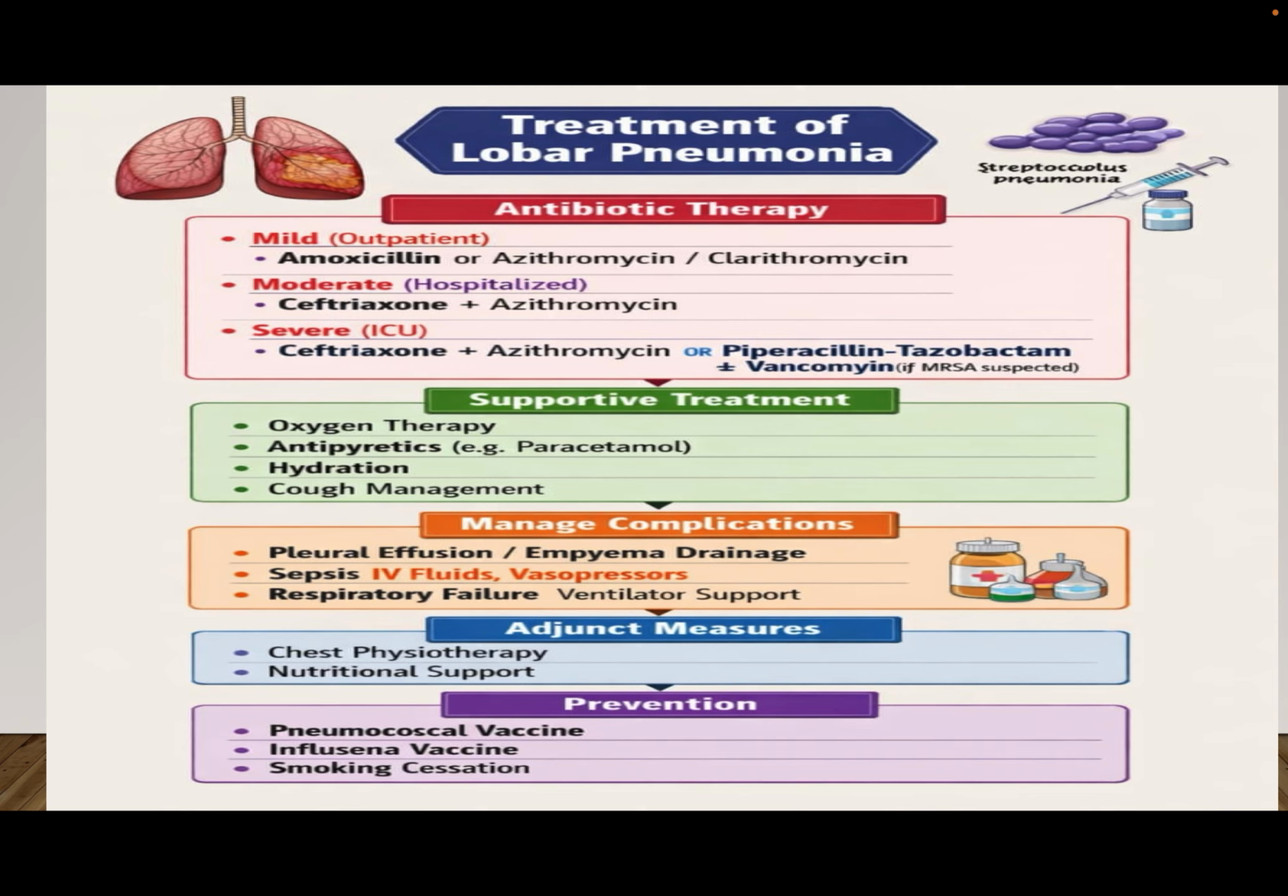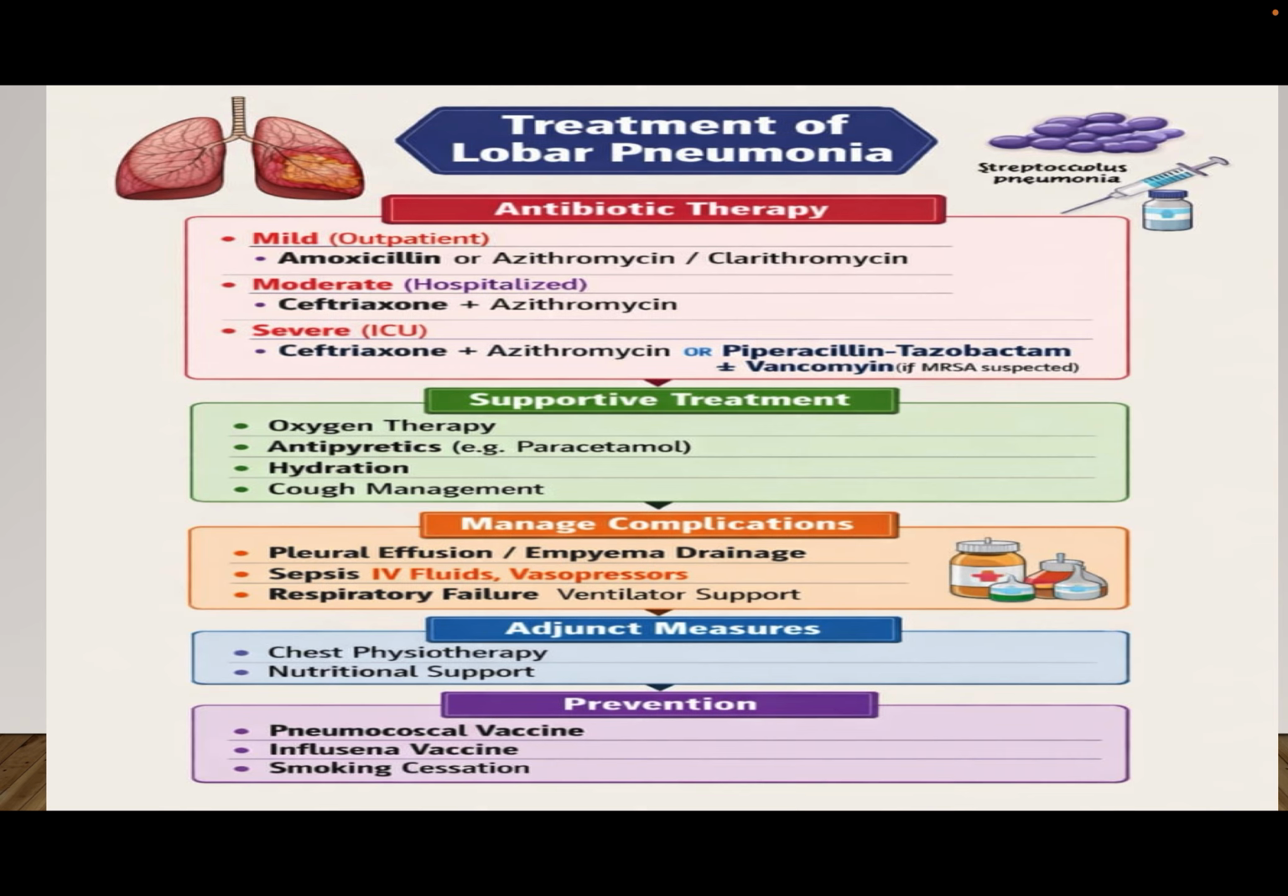And then the treatment for lobar pneumonia. What treatments are given? First, antibiotic therapy. If the disease is mild, or the patient comes to the OPD, then amoxicillin or azithromycin is prescribed.